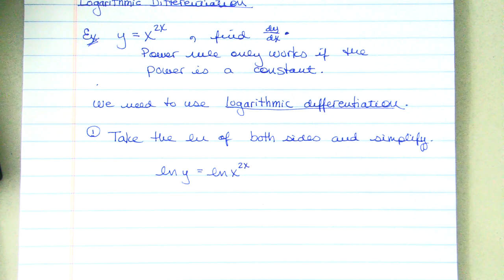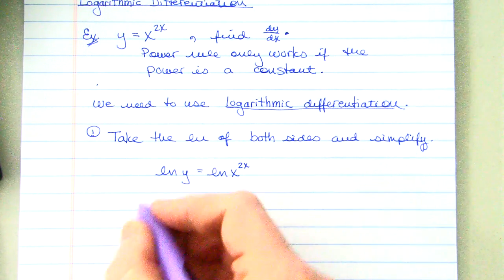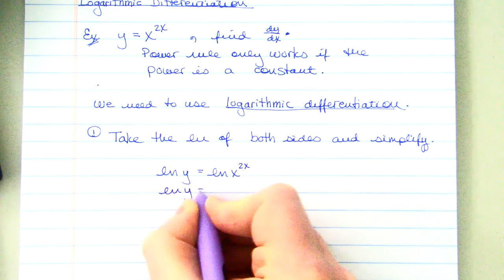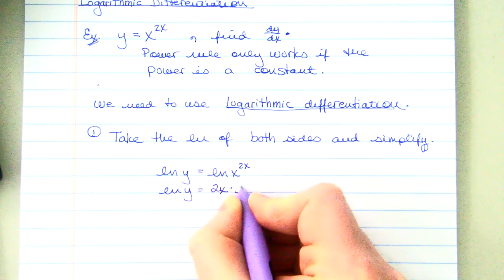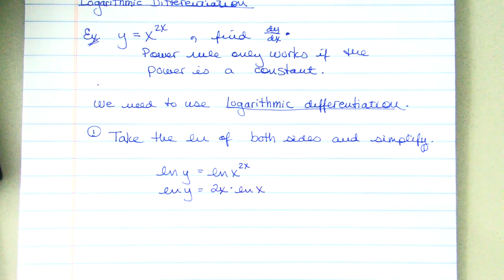But there was an advantage to this. There's something we're allowed to do now. Does anyone see it? That you wouldn't have been able to do without the logs there, but because there's a log, I can do something. Elena? Aha, I can take that power and I can move it out front. I'm going to get the natural log of y equals 2x times the natural log of x. This now looks like something I can deal with.